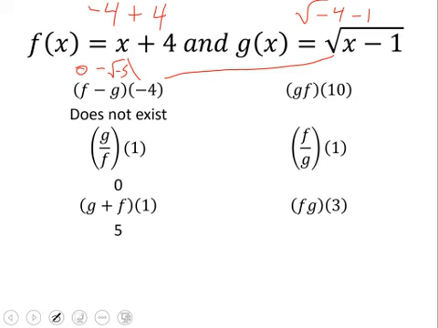Now the multiplication. When we're multiplying them, g times f, we would plug a 10 in. If we plug a 10 in for g, we end up with the square root of 9, which is 3, and we multiply that by 14, getting us 42.